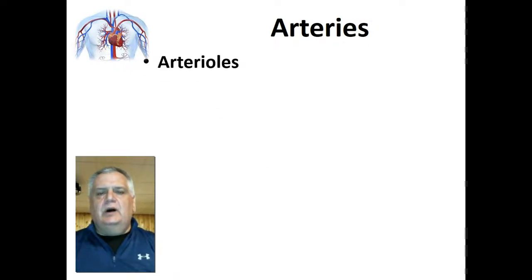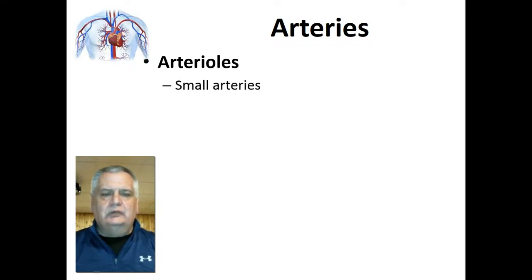Okay, next up, when we talk about arteries, basically what happens is as major arteries exit the heart, they give off branches, and every time branches are given off, the arteries get smaller and smaller and smaller until we branch down to the smallest arteries that there are in the body, and these small arteries are referred to as arterioles. Arterioles are so small that they're just barely visible to the naked eye.